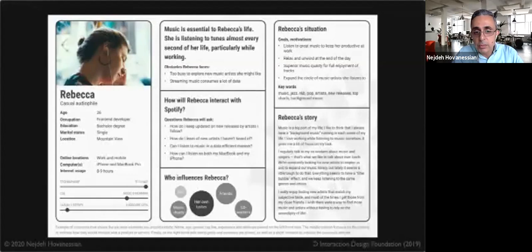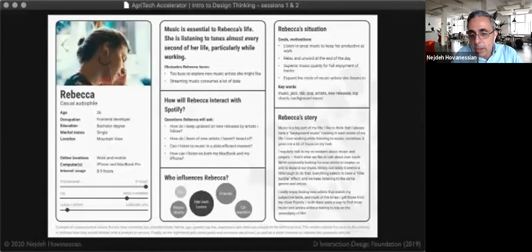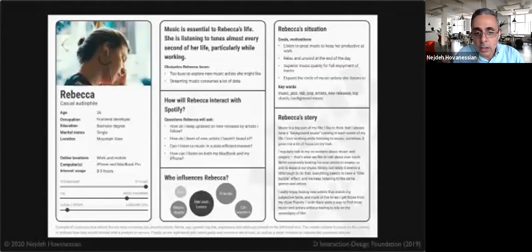And there is a very interesting short story about Rebecca. So if you are a top engineer at Spotify, if you are a designer at Spotify, if you are a project manager at Spotify, when you know Rebecca and other people, it will be much easier to create a solution that fits Rebecca, that fits George, and people to whom we have given a kind of persona.